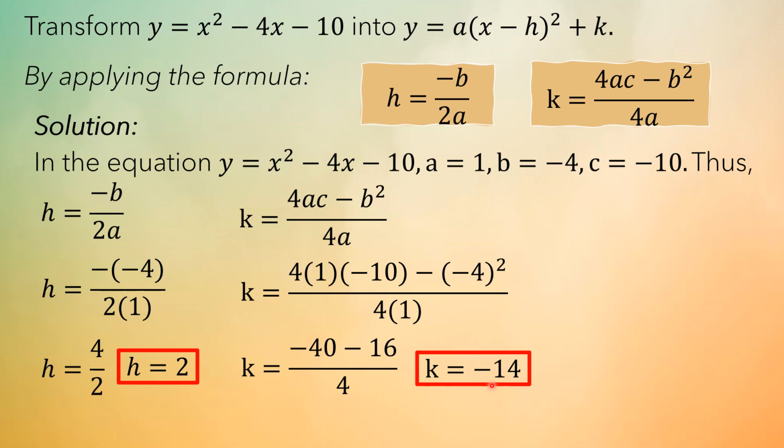Ngayon, yung nakuha nating value ng h at k na 2 at negative 14 ay isa-substitute lamang natin sa formula na ito. Wherein a is 1 dahil x squared. And then, kopyahin yung x and then minus. Nakuha nating sagot sa h ay 2. And then, yung positive k, which is negative 14, so magiging ganito yung sagot. Y equals x minus 2 quantity squared minus 14.